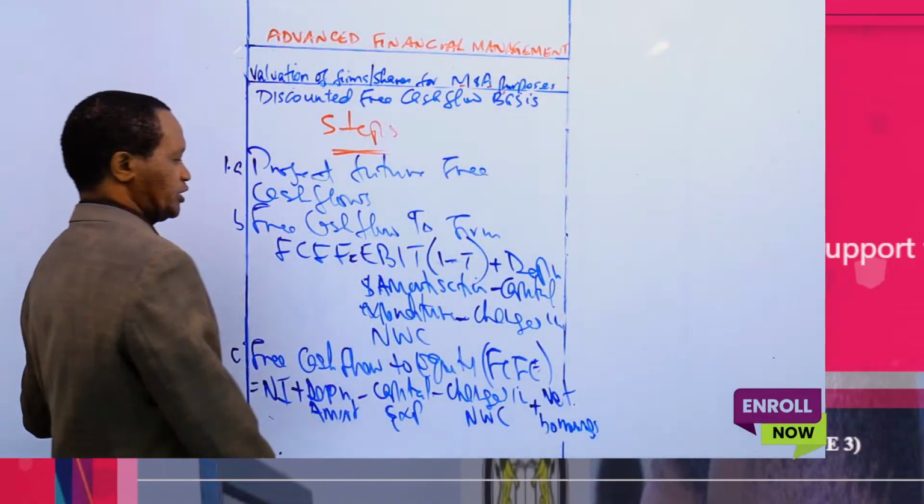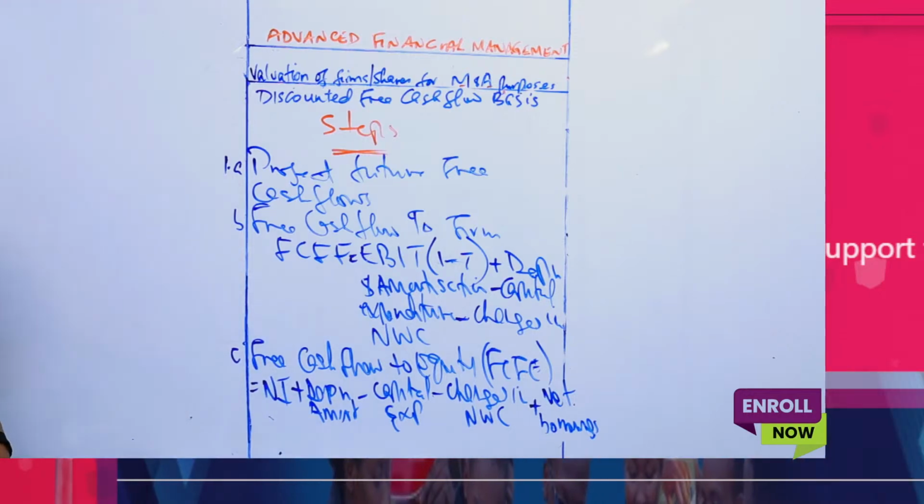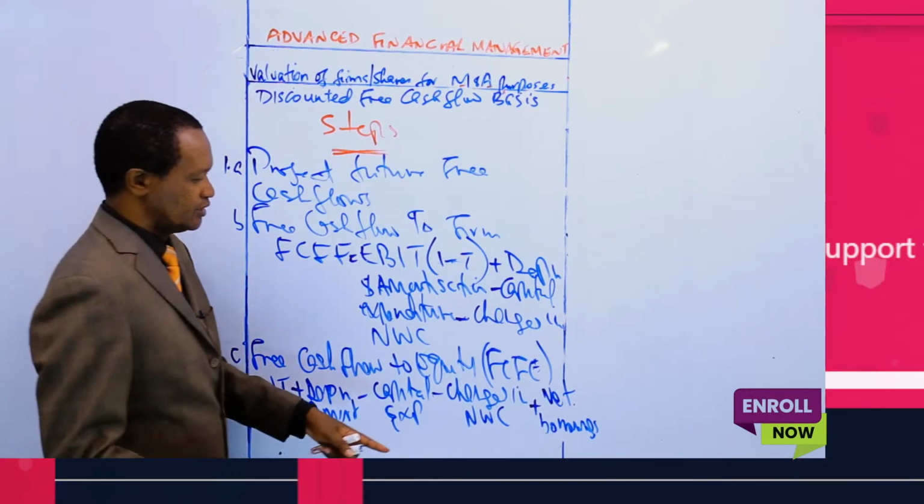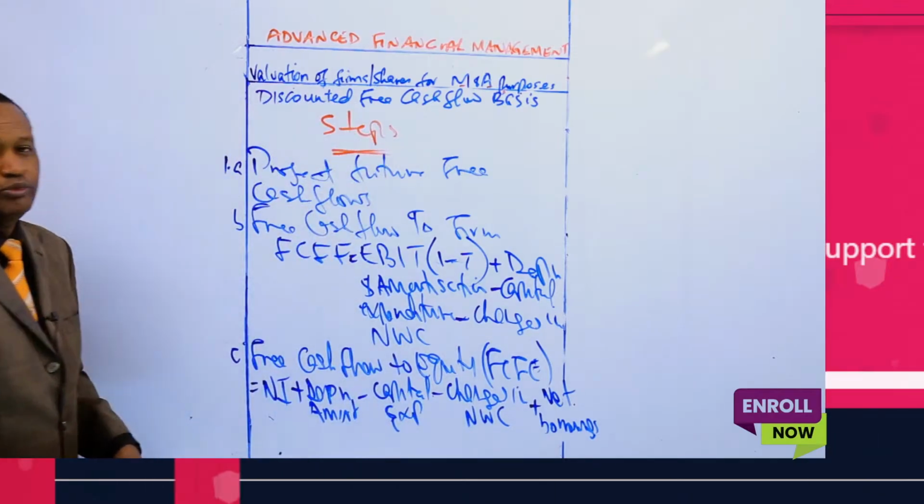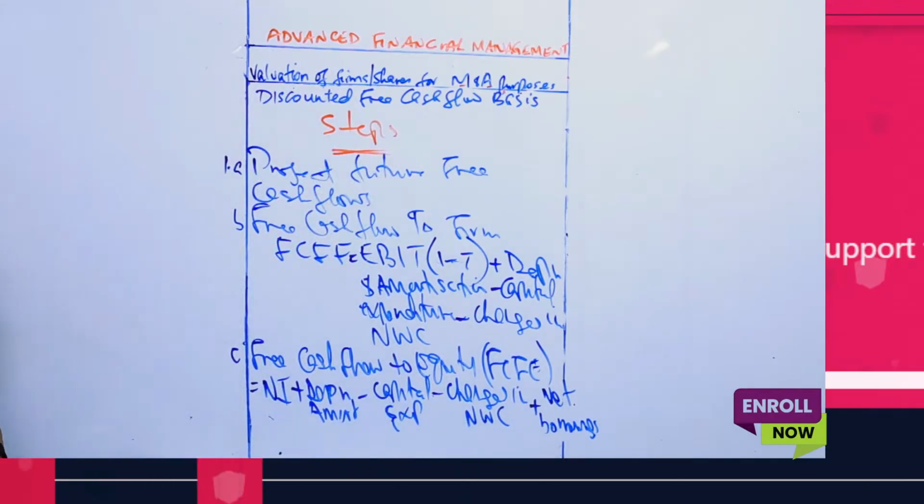We add the net borrowings. That's the only difference. We add here the net borrowings. That will give us the free cash flow to equity.